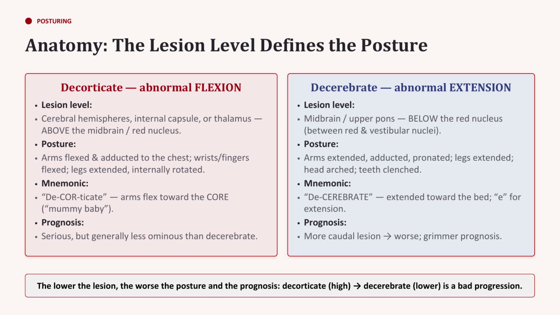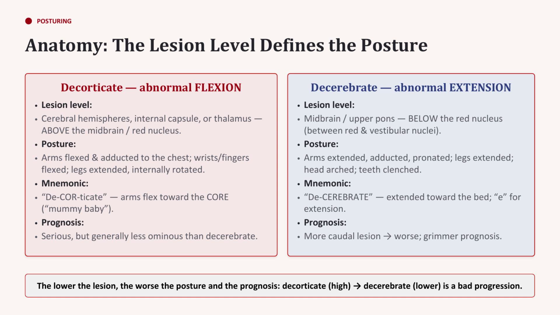Start with the anatomy, because posture maps directly onto lesion level. Decorticate posturing, abnormal flexion, results from a lesion above the midbrain in the cerebral hemisphere's internal capsule or thalamus. The arms flex and adduct toward the chest with flexed wrists and fingers, while the legs extend and rotate inward. The classic mummy baby. The mnemonic that never fails: decorticate, the arms flex toward the core.